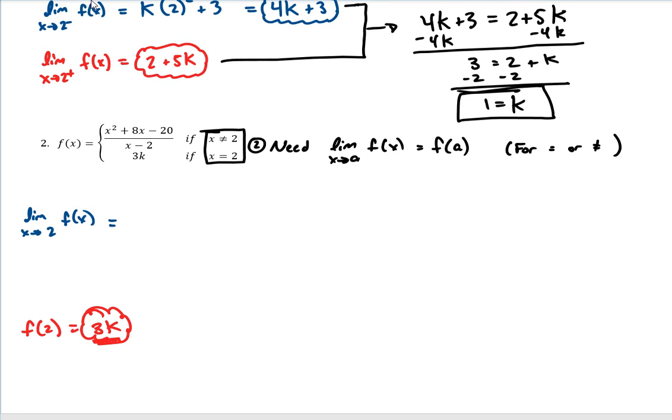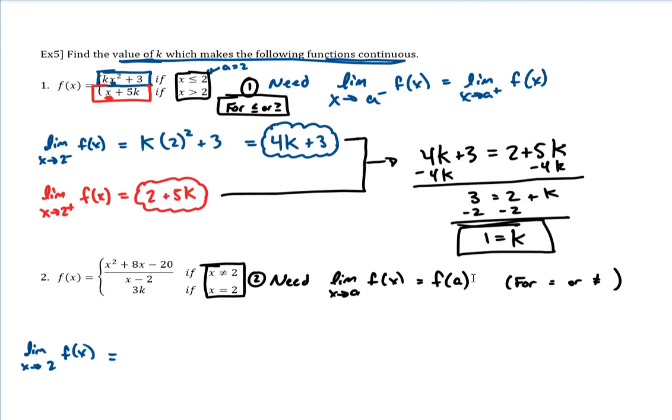When the limit gets very close to 2, that means I'm really just plugging 2 into this equation, so that would be from the left and from the right. So when it's not equal to 2, that's the whole rest of this function, from the left and from the right.